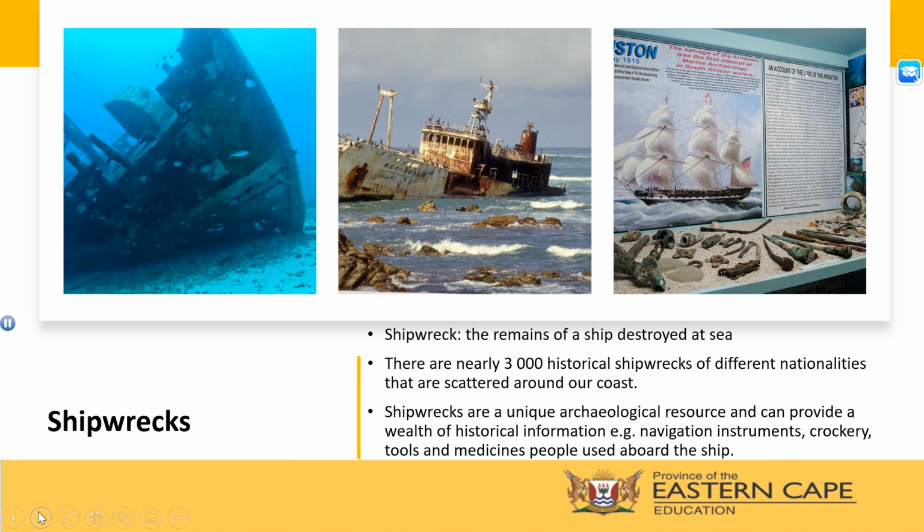On the right-hand side of your screen, you will see that particular shipwreck is the Arniston. Now, the Arniston ran aground near Cape Agulhas in the Western Cape way back in 1815. Another example of a shipwreck in the Western Cape is the Birkenhead, which is located near Gansbaai in the Western Cape, and the Birkenhead went down in 1852.